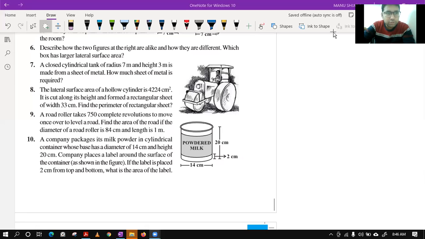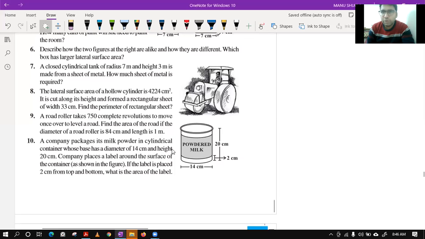So good morning everyone. In the last class we have seen the concept of question number 9 where we have a road roller, and I told you it is like a cycle tire only. In the cycle tire we took it as a 2D figure like this, and you only told me that to find the distance covered by a cycle tire we just need to find the circumference.